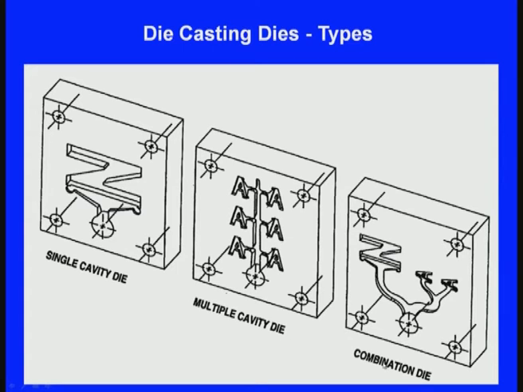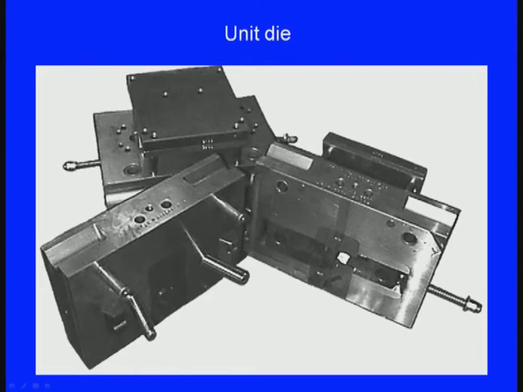And next one is the combination die. In the combination die, we can see different parts can be produced. This is one part, and this is one part, and this is one part. With one injection, these different parts can be cast at a time. So, this is the combination die, and this is the unit die. This unit die includes a replaceable die at a lower cost.